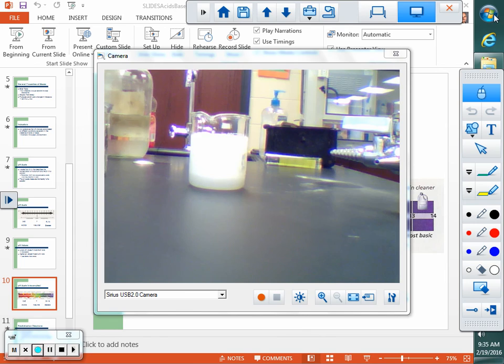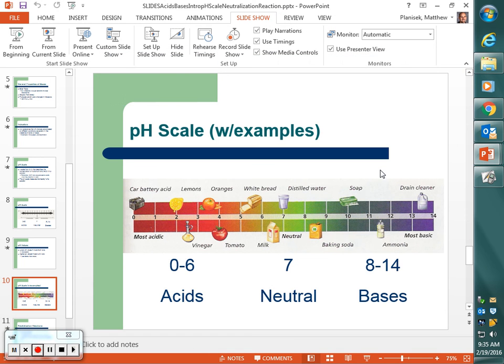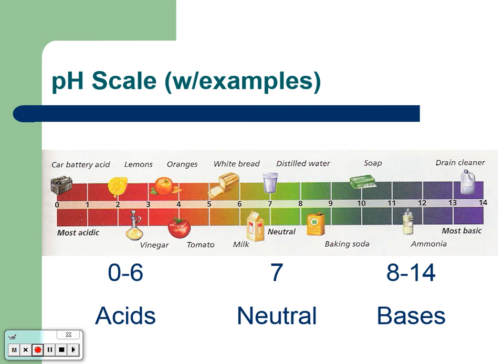Mr. Clements, what would happen if you mixed car battery acid with drain cleaner? Augustine, that's a great lead-in. Thank you for bringing that up. So just so we make the transition, right? Why did you ask about car battery acid and drain cleaner? Because it's the most basic and most acidic. So when you mix the most basic with the most acidic, what are you going to end up with? Something neutral, right?